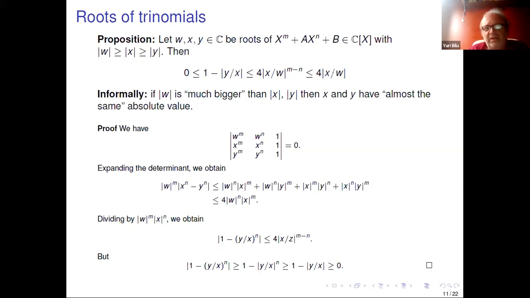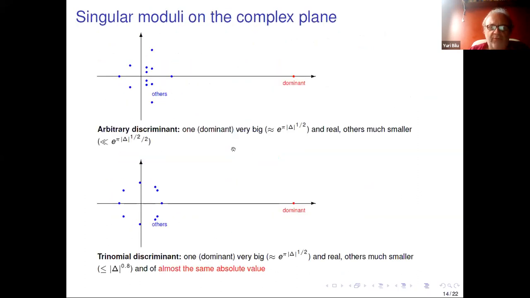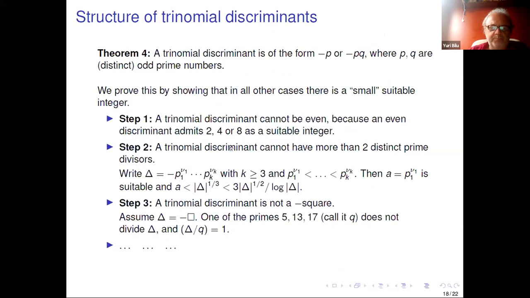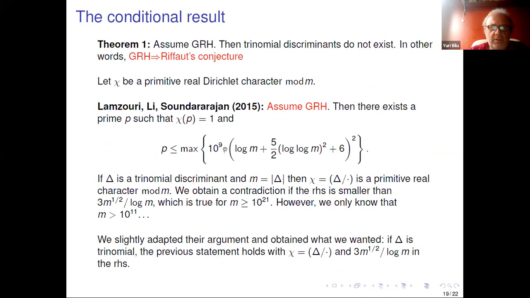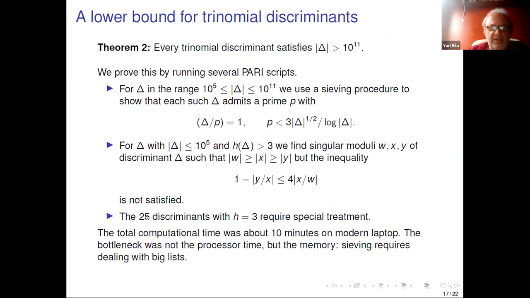For the main body of the article we don't use this p-adic argument, but twice we had to use it. First, when we had to dispose of these discriminants with class number 3. The complex method did not work, nothing worked in the complex domain, but in the p-adic domain we managed to do it. But it was not trivial.